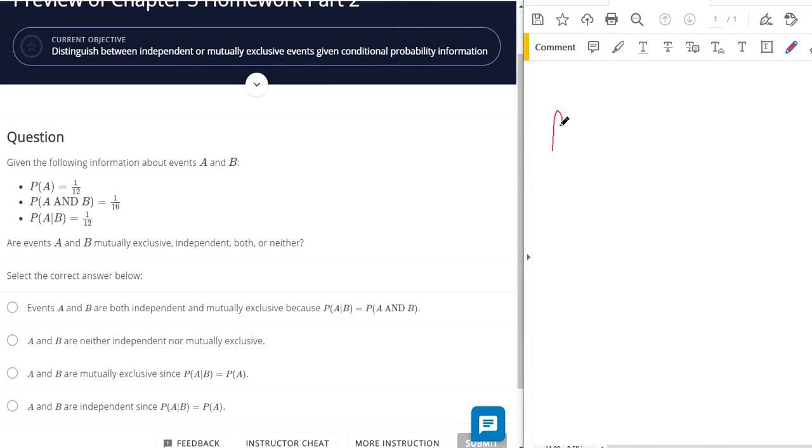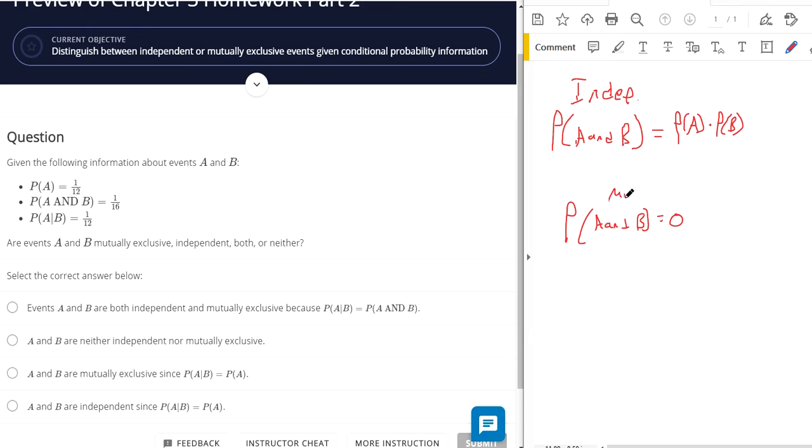So if two events are independent, then the probability of both of them is the probability of the first one times the probability of the second one on their own. If they're mutually exclusive, the probability of A and B is 0.